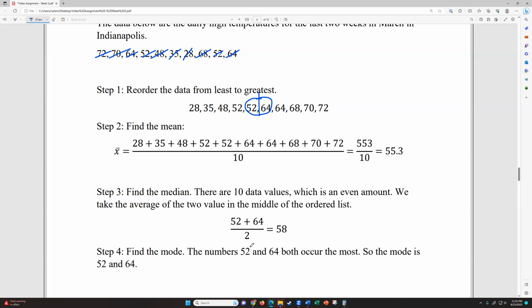And then the mode. Well, there were 2 numbers that occurred more than the others. That was 52 and 64. They both occurred twice, so they both would be the mode. So this would be bimodal data because we have 2 modes.